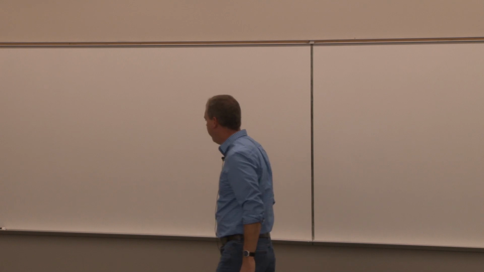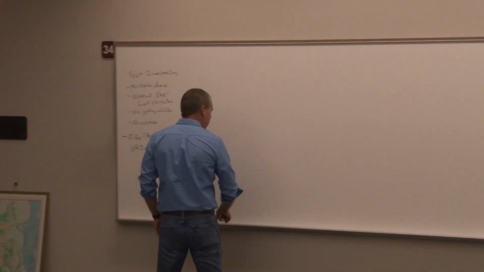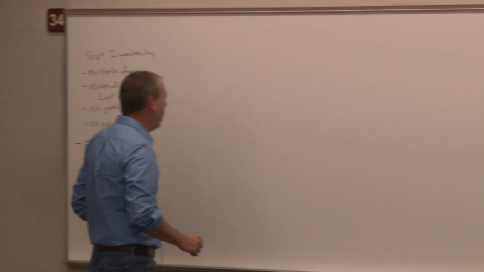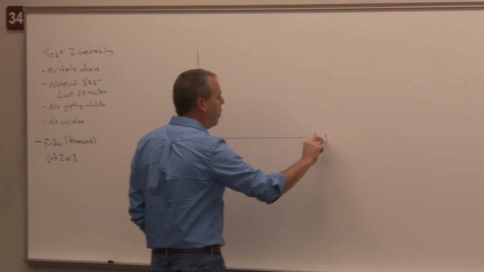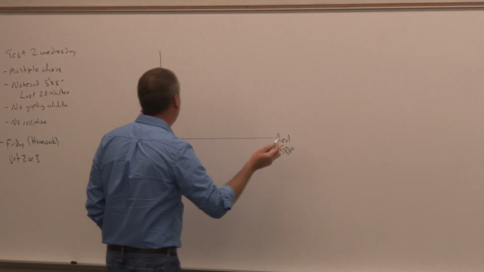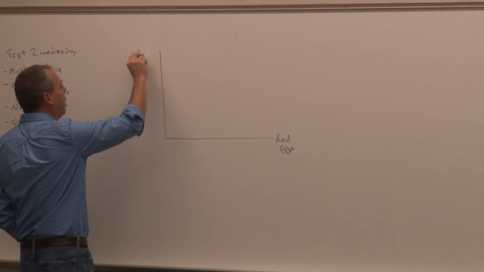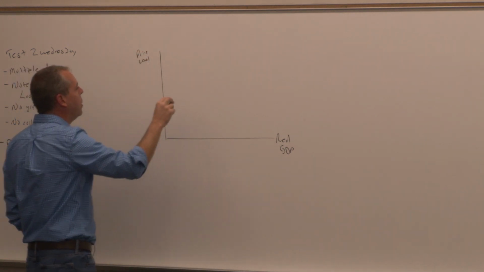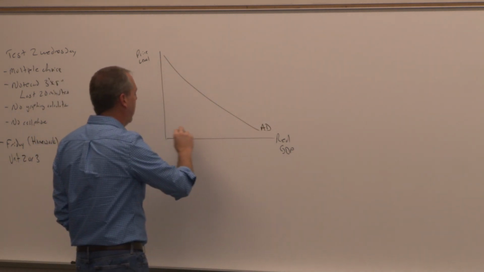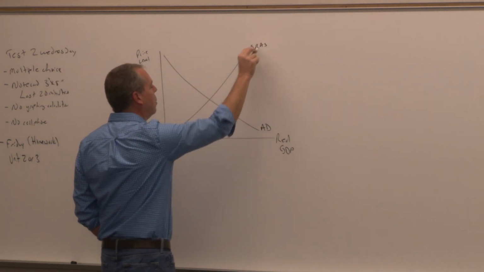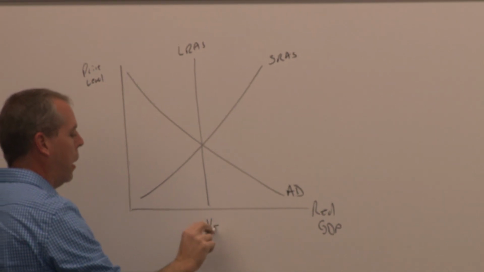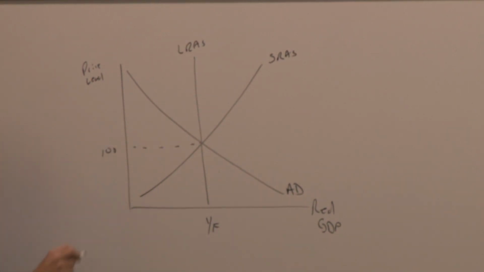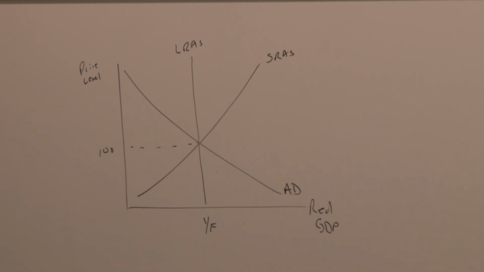So let's review briefly what we talked about on Friday. We were looking at our AD-AS model, and we had real GDP or real output, whatever you want to call it, it doesn't really matter. We had our price level. We had aggregate demand, short-run aggregate supply, long-run aggregate supply. And we were at some full employment level of output, which we called YF, and we were at some price index, which we called 100, right?